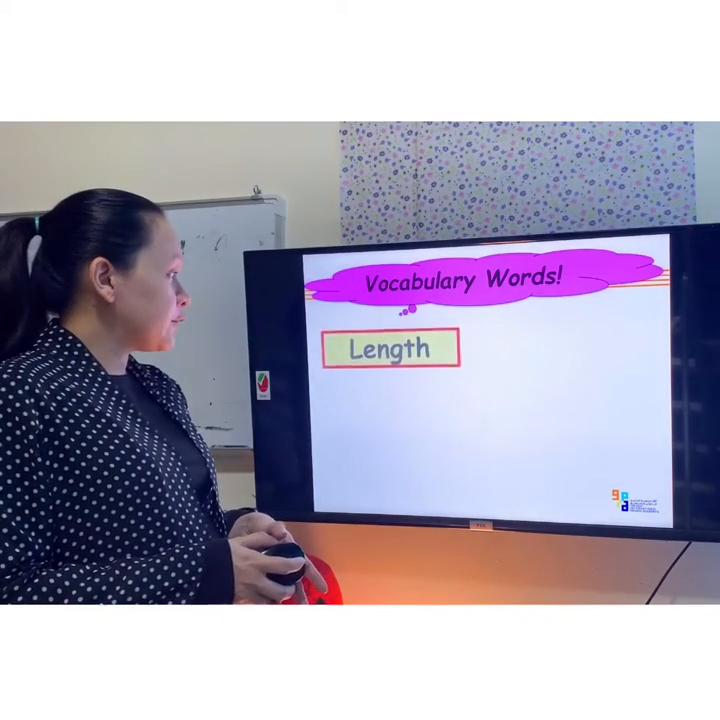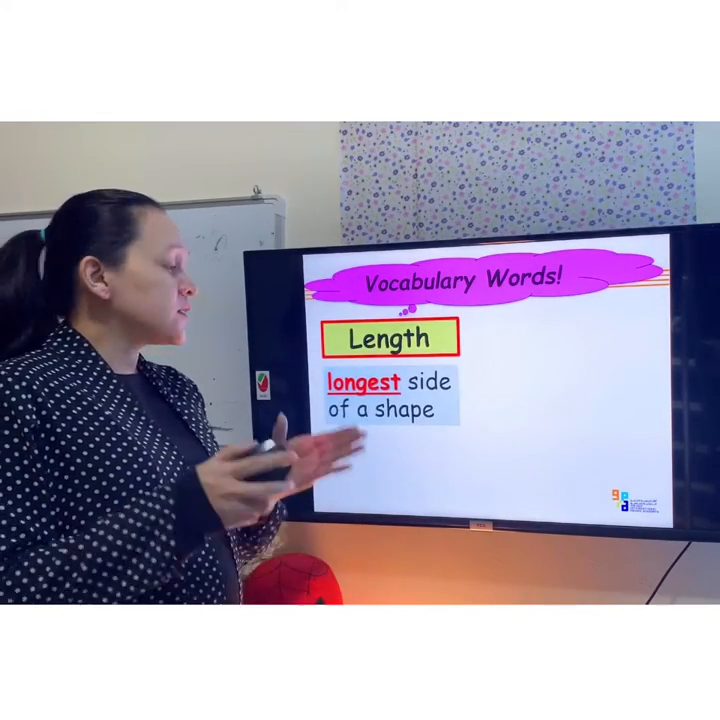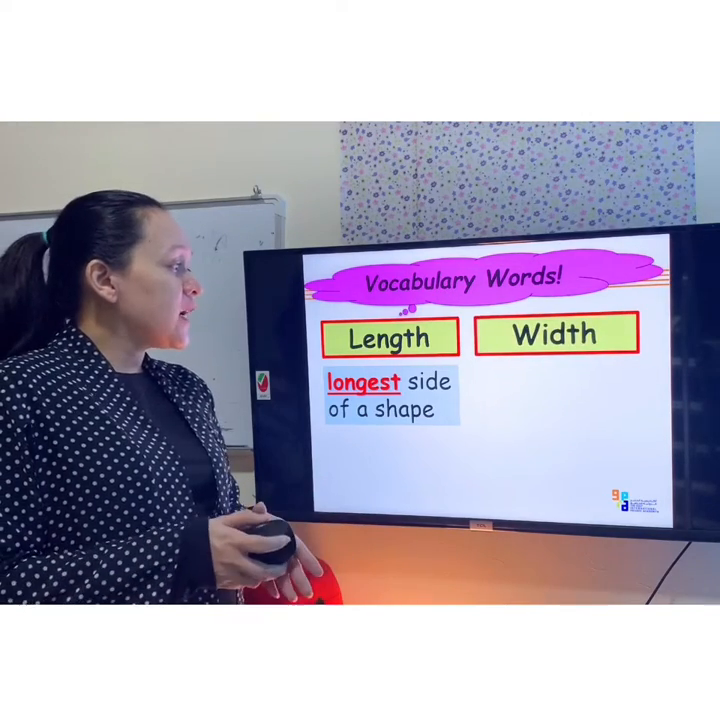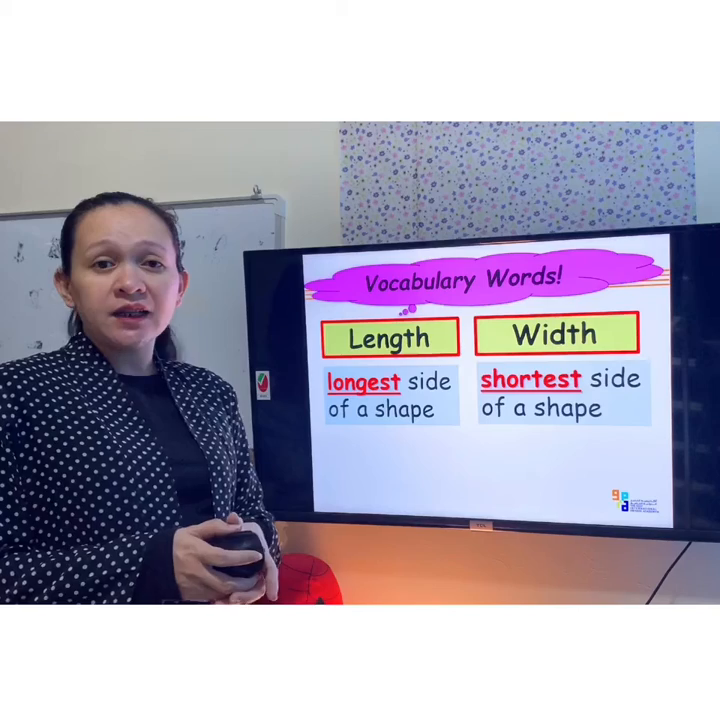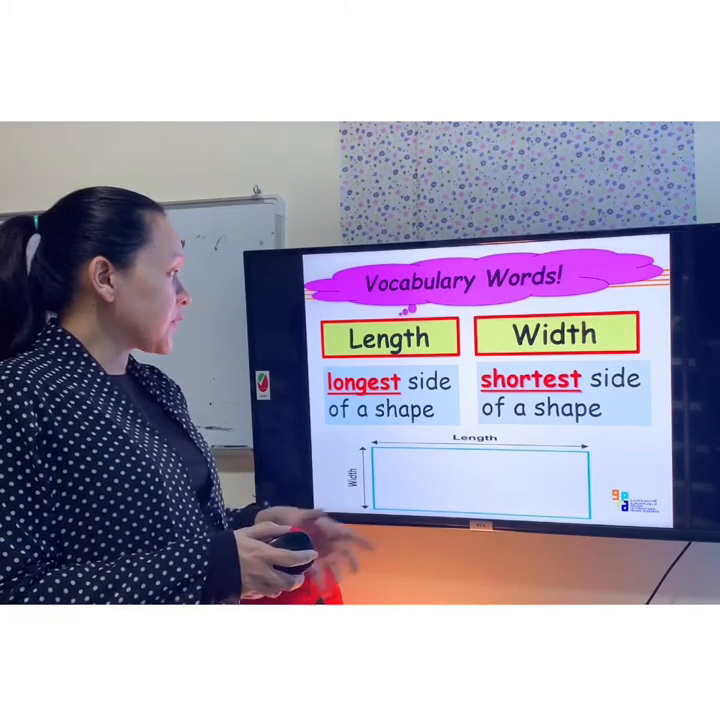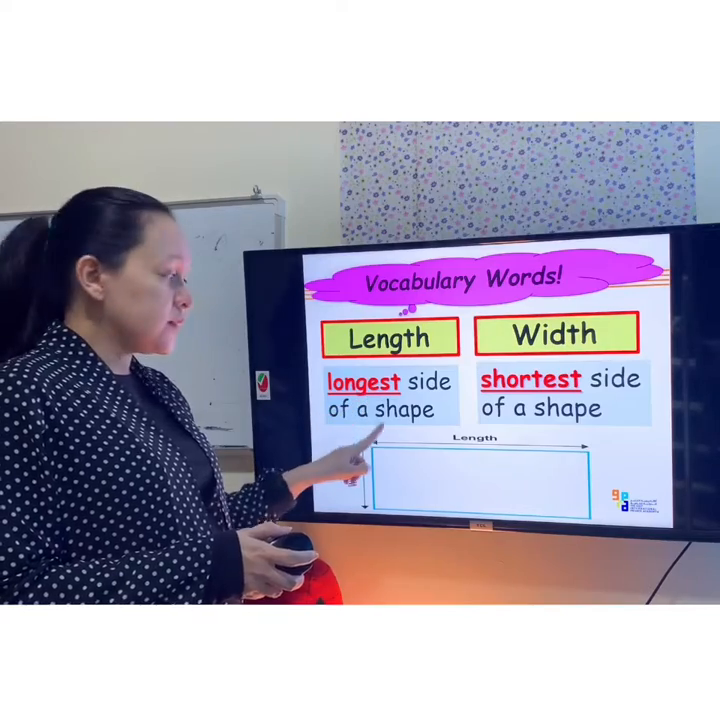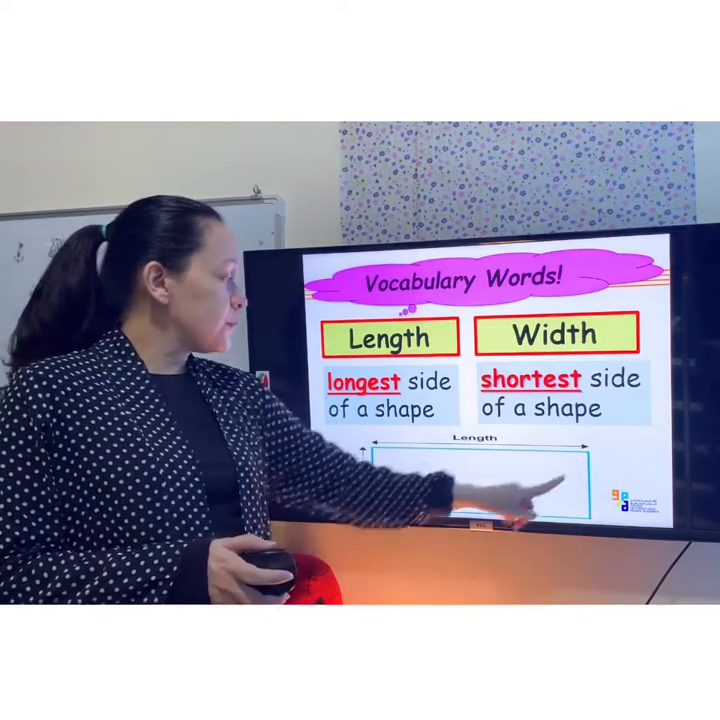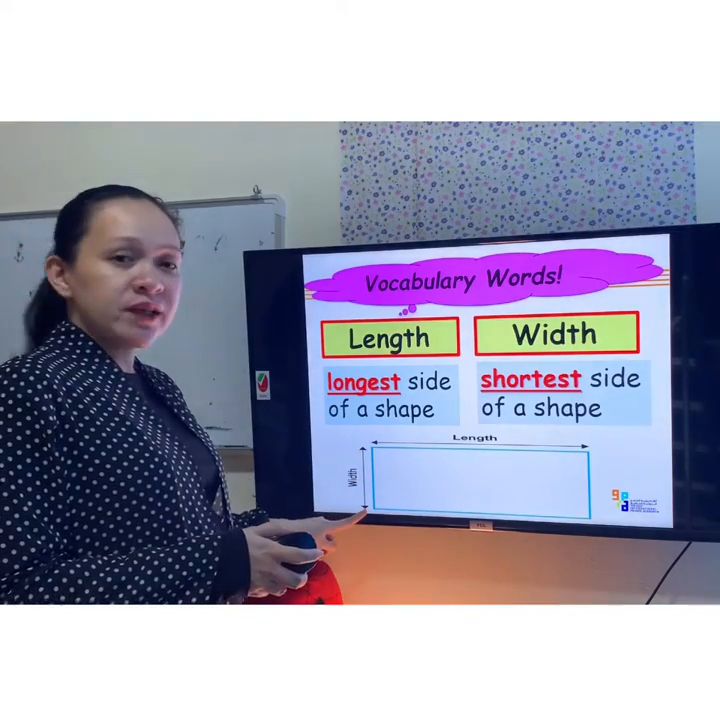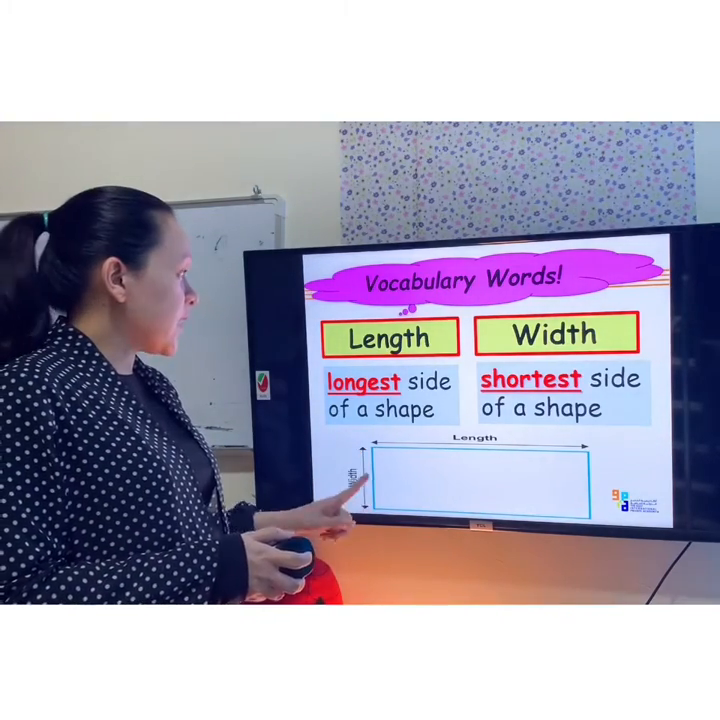How about length? When you say length, it is the longest side of a shape. When you say width, this is the shortest side of a shape. Now I have here a rectangle. So remember, length is the longest, so this is our length here. Width is the shortest, and this is our width here on this side.